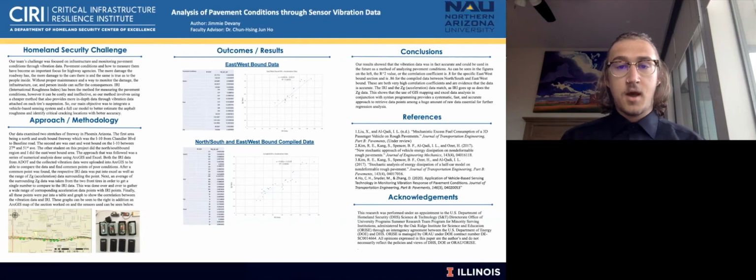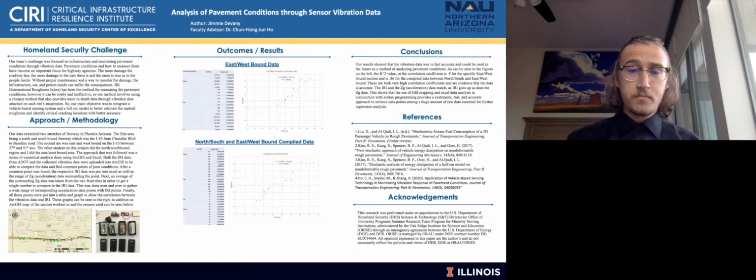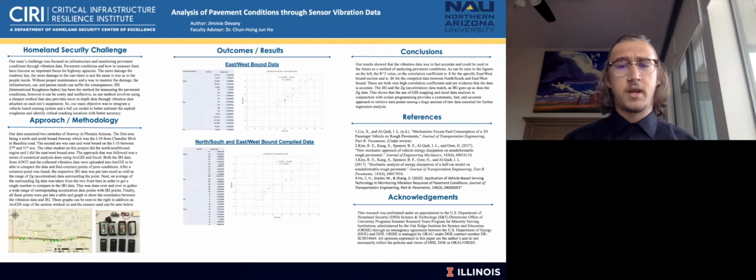The 0.8 was pretty good for the east-westbound, and it got even better when we compiled our results with the other student. We ended up with an R squared value of about 0.86, basically saying that it was pretty consistent and accurate data. This in turn showed that vibration data was in fact accurate and could be used in the future as a method of analyzing pavement conditions.